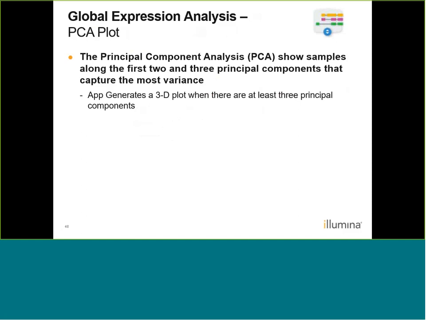Next, the next output of the expression analysis is going to be our PCA plot. So our principal component analysis, or PCA, shows samples along the first 2 and 3 principal components that capture the most variance. So the app is going to give us both a 2D plot and a 3D plot if we have 3 principal components. So let's take a look at that.